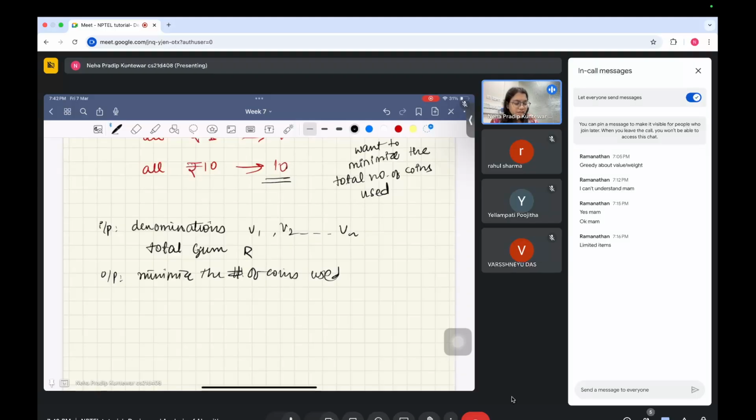So any ideas if you have, feel free to write or unmute and let me know. It's not necessary that it's on the correct lines. Any idea is a good idea.